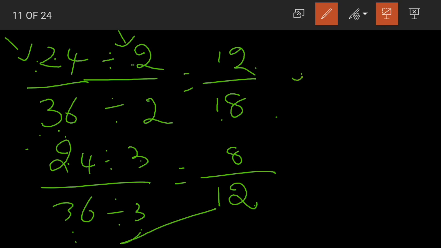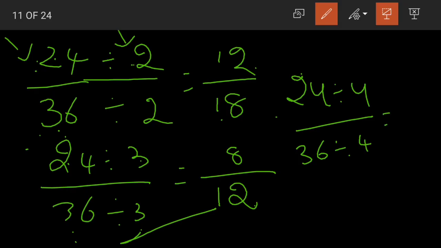In the same way, next let us see for 4 as well. Yes, 24 by 4 and 36 by 4. Now, see, 4 6s are 24 and 4 9s are 36. Yes students, 4 6s are 24 and 4 9s are 36.